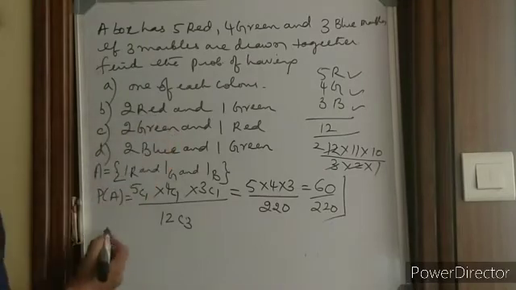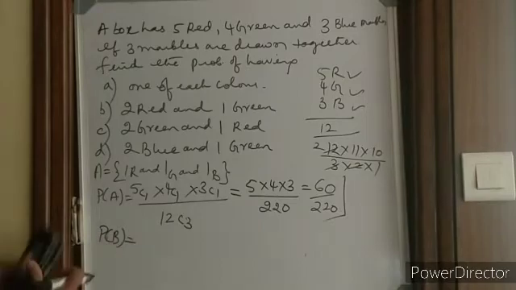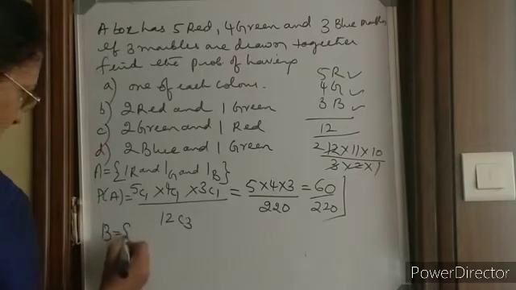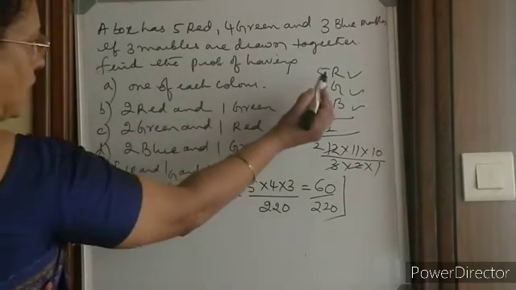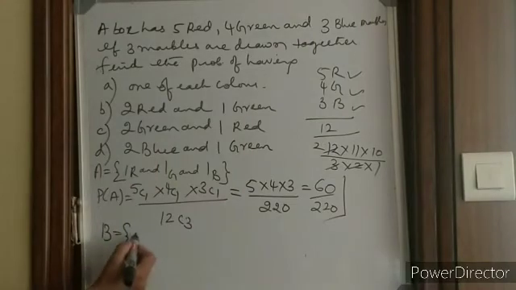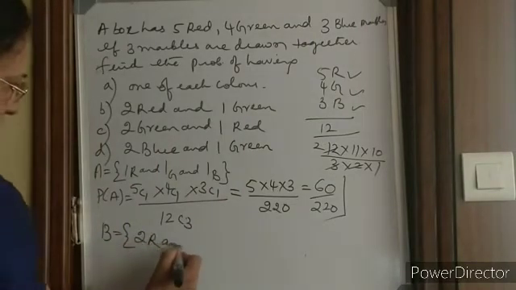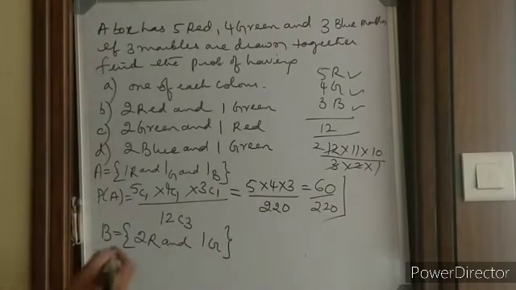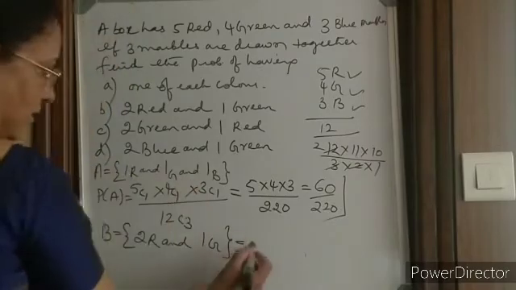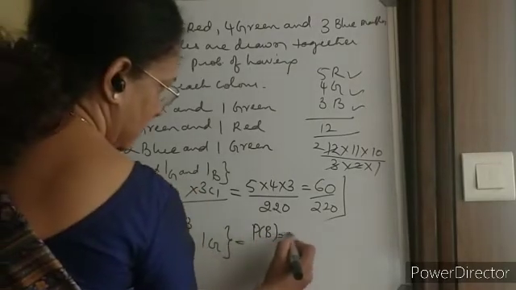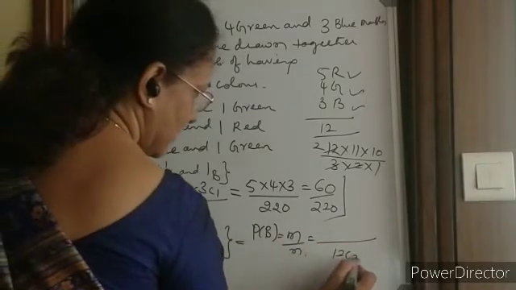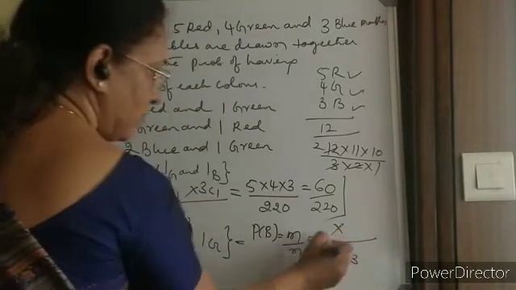Now coming to the second combination, B. So probability of B. Now you will have to write like this. See, 2 are red out of how many? 5, right? So 2 red and 1 is green. So the same thing you will write, probability of B, m by n. Now this will become 12 C3.